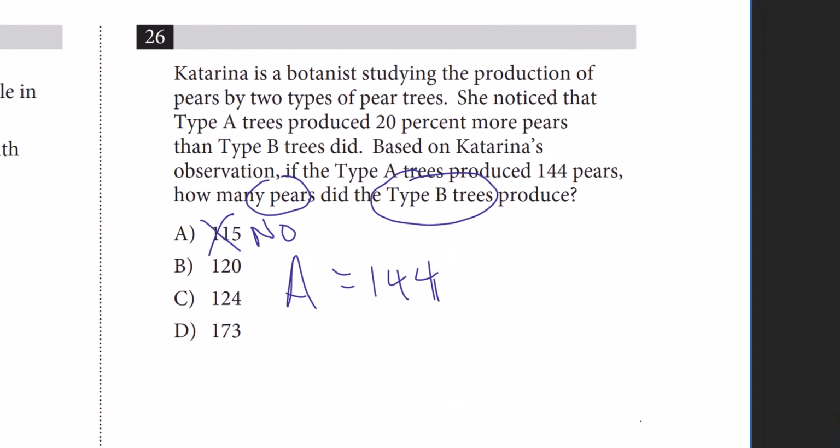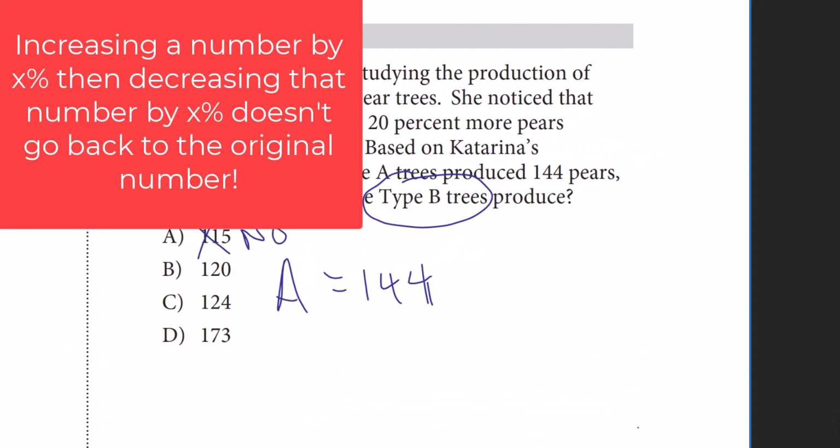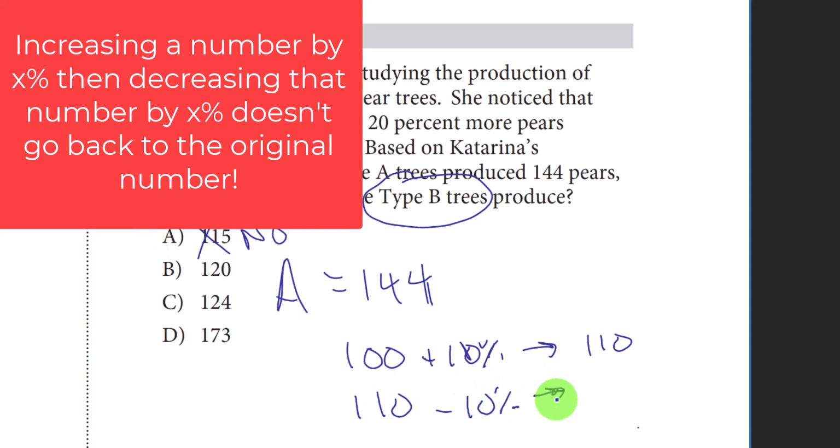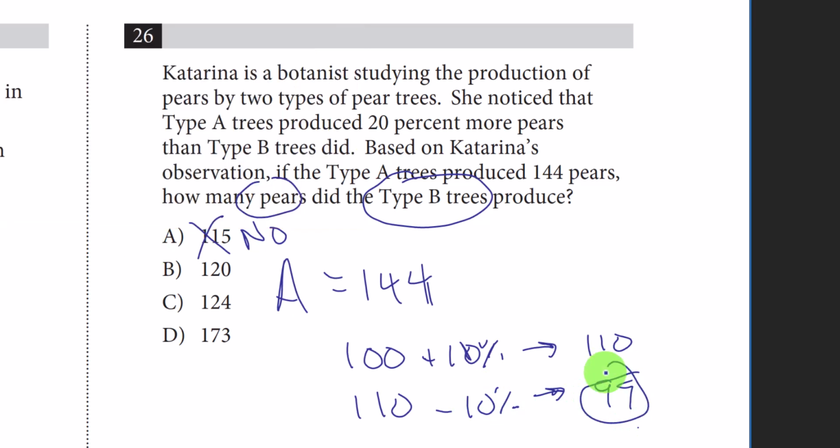The problem here is that there's a big difference between taking a number and increasing it by 20% to get to a second number, and taking that second number and decreasing it by 20% to try to get back to the first number. It doesn't work that way. Let me show you an example. Let's say you have the number 100. If you increase it by 10%, it becomes 110. But if you take 110 and subtract 10% off of it, it goes down to 99. As you can see, it does not go back to the original number.